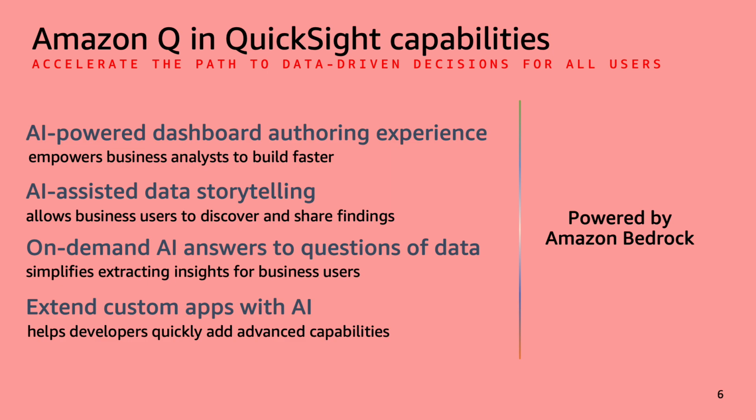So these capabilities really demonstrate how Amazon Q in QuickSight leverages AI to transform the entire BI workflow, from dashboard creation to data exploration and application integration.